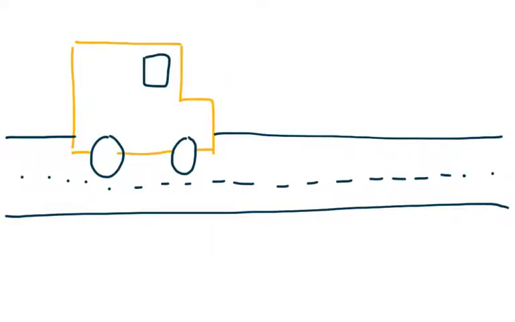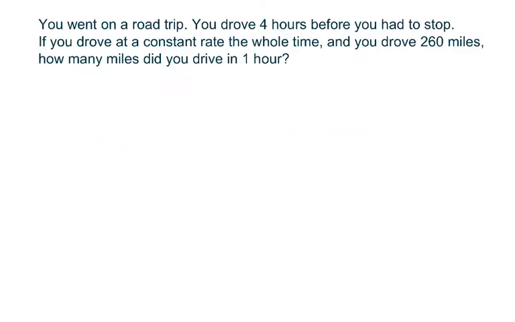Our first problem for today is about a road trip. So this is my picture of a Jeep. You're driving this Jeep, you have some friends, you have some snacks, and we're going on a road trip. On your road trip, you're driving for 4 hours before you have to stop. If you drove at a constant rate the whole time, meaning you're driving at the same speed the whole time, and you drive for a total of 260 miles, the question is how many miles, so that's what we don't know, we're going to drive in 1 hour.